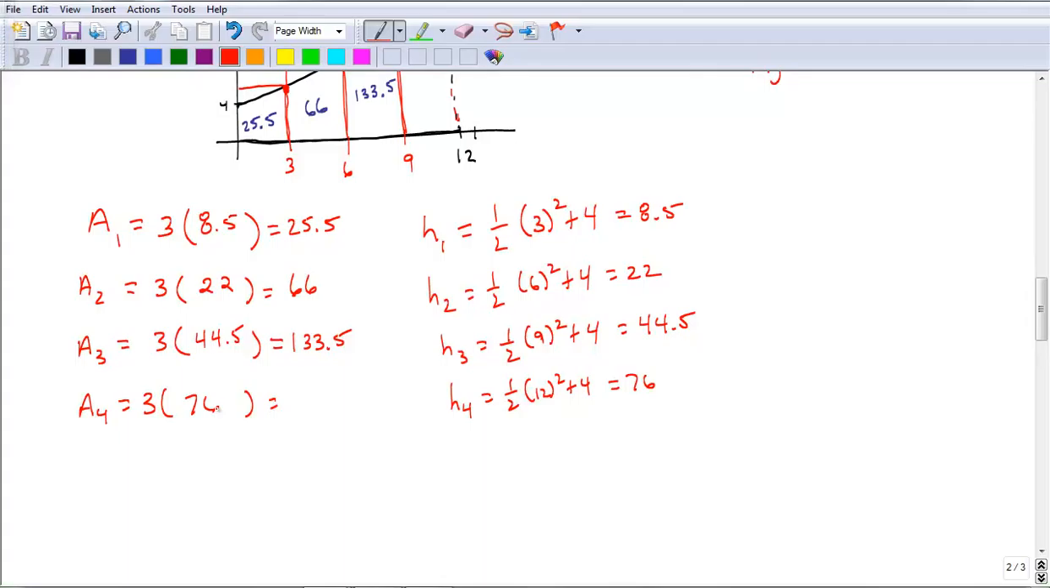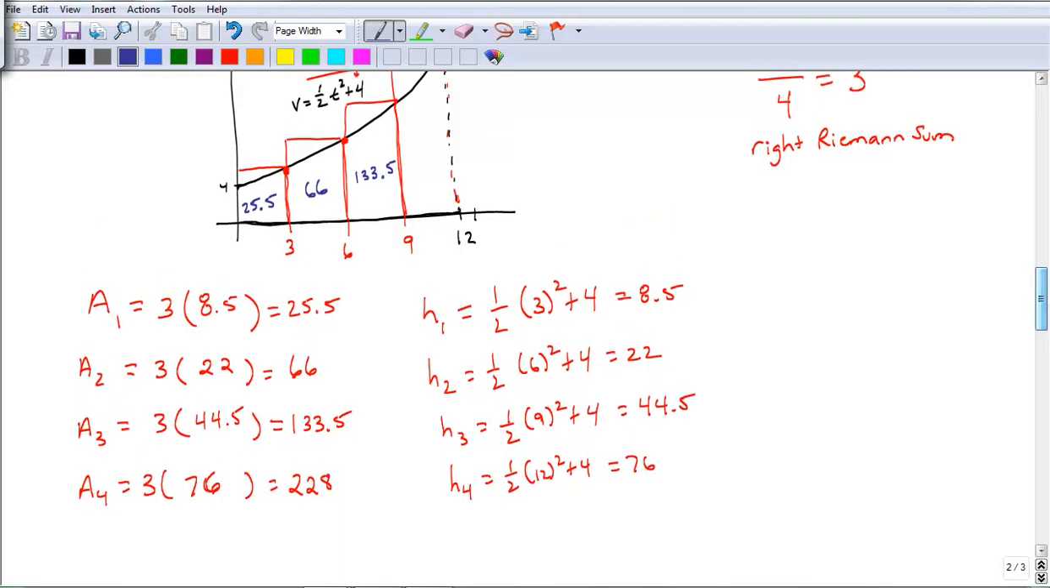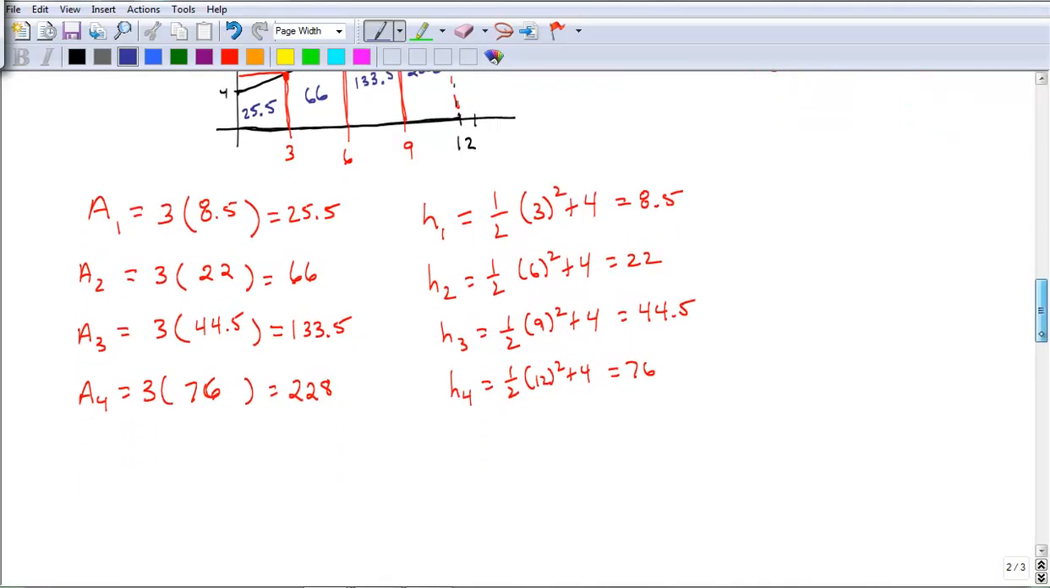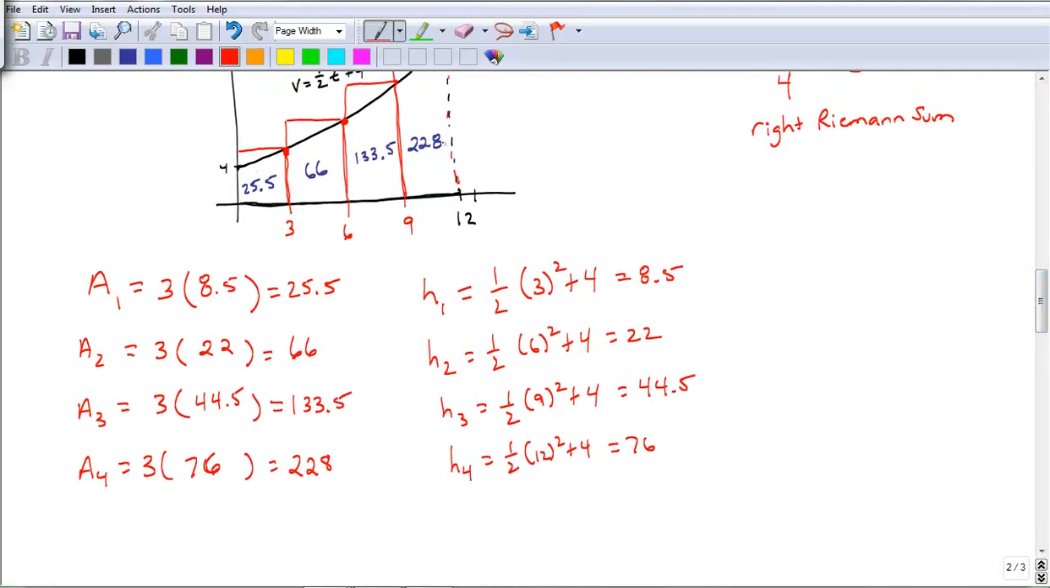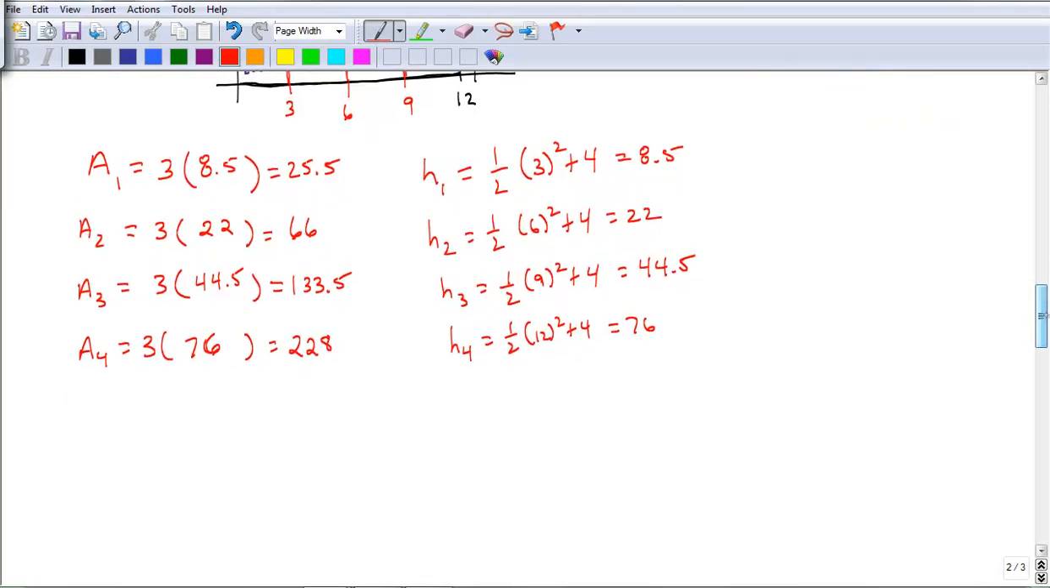And I multiply that by 3 because that's the width, and I get 228. So this last rectangle has an area of 228. To find the total area, I just add all of these areas together. When I add them all together, I get the area of the rectangles, which approximates the area under the curve.